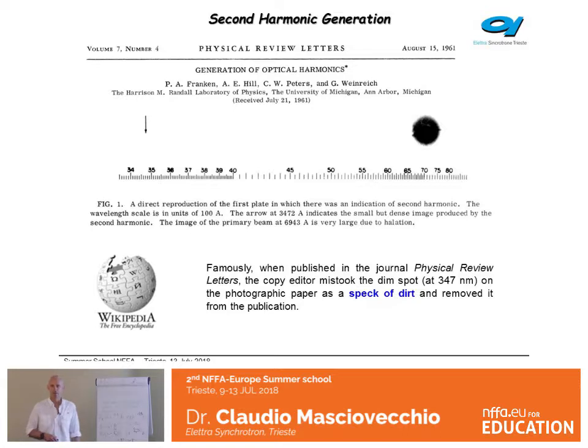The main problem is due to the fact that the Physical Review editor was thinking that the second spot was just a stain in the paper. It was removing it. So you have two take-home messages. Never trust Physical Review Letters editors. And nonlinear effects are pretty easy to use if you have enough intensity. I mean, we are talking about one year later, they observed nonlinear effects.